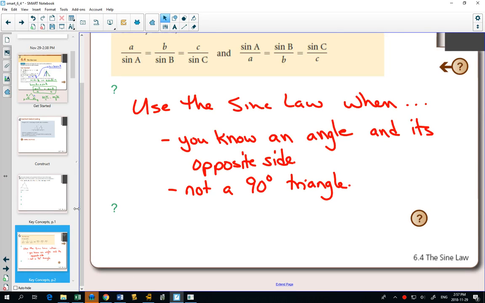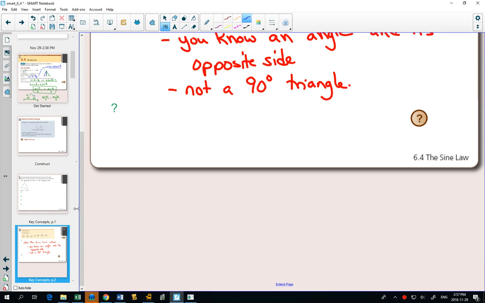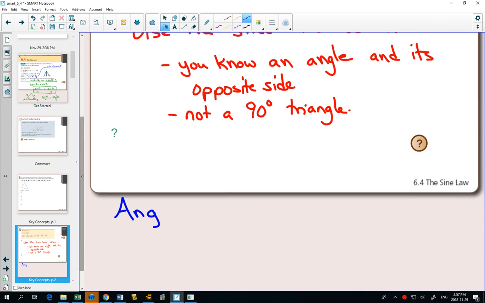Some other review of definitions that we should have before we do example 1. Do you remember what an angle of elevation is? Angle of elevation is if you go from the horizontal line looking up. This would be an angle of elevation. Okay?